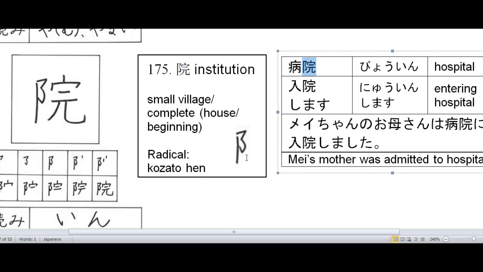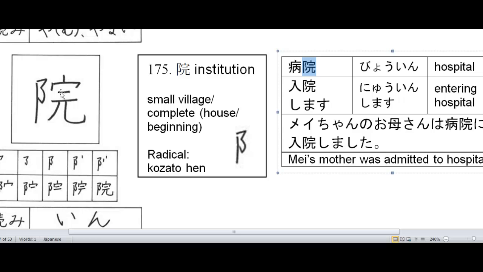It means a small village, and the reason it's called a small village is because this represents a wall, a little wall around the village. And then on the right hand side, we have the element which means complete, and it's got a house on top, and then these two strokes on the human legs, they mean beginning, the origin of something. But to me, it looks like someone is fenced in, so there's the fence around the hospital. He's got his hat on, there's his human legs, and he's running away. He's running away from that hospital. He doesn't want to be in that hospital.